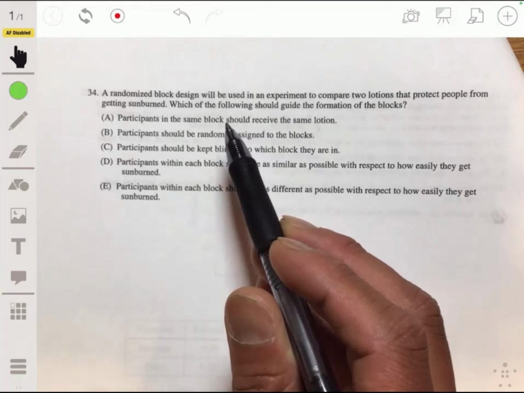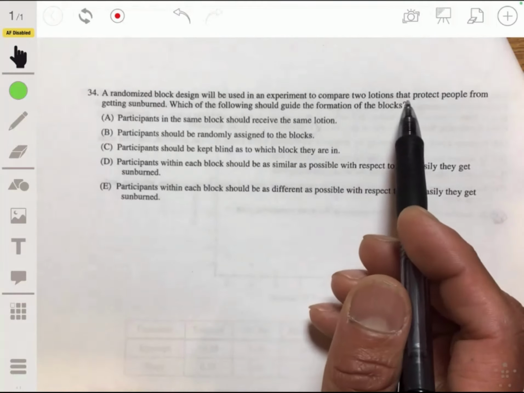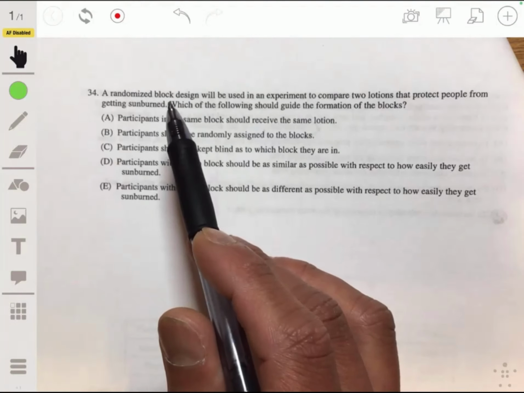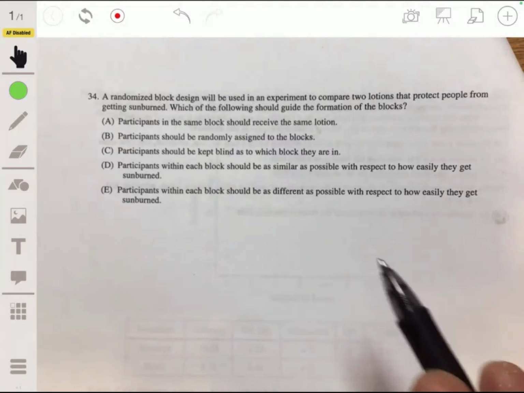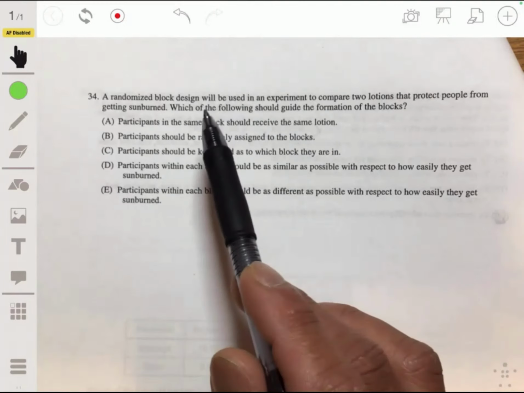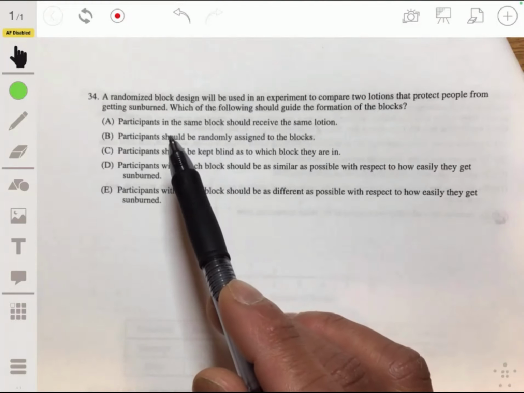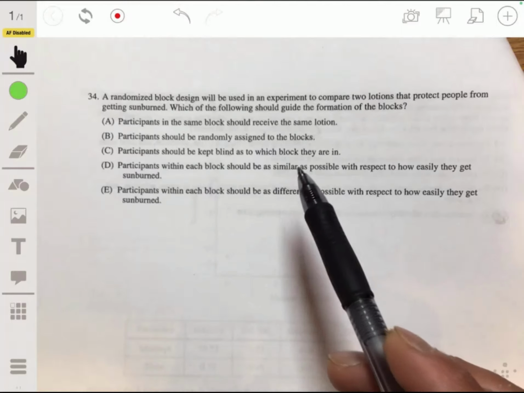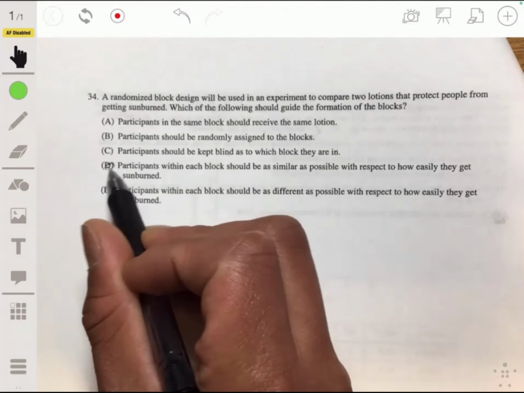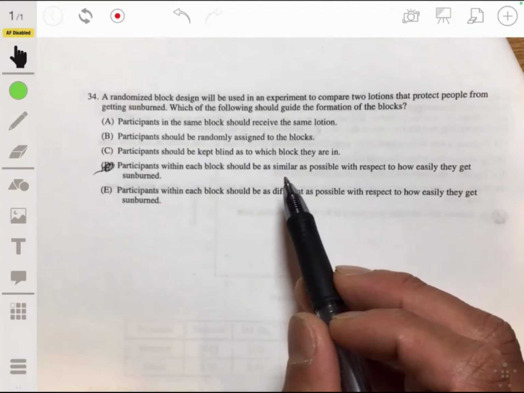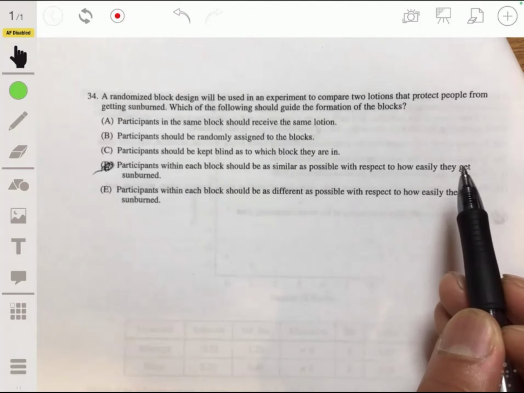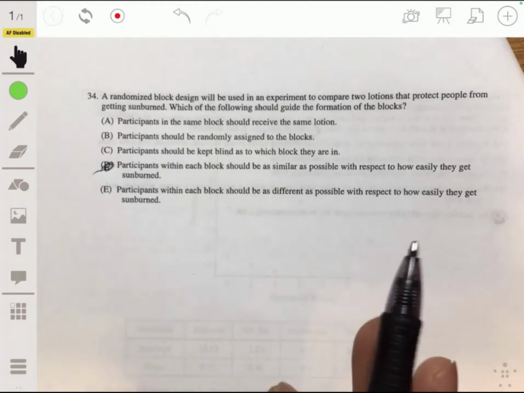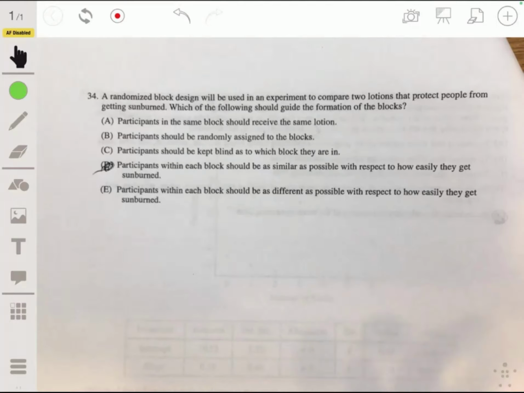In this case, since we're talking about lotion that protects people from getting sunburned, we're going to want to account for the fact that some people get sunburned more easily. So let's see which of these would work. Yeah, so it would be D. Participants within each block should be as similar as possible with respect to how easily they get sunburned. So maybe one group would be people that get sunburned easily, another group would be medium, and another group would be people that rarely get sunburned.